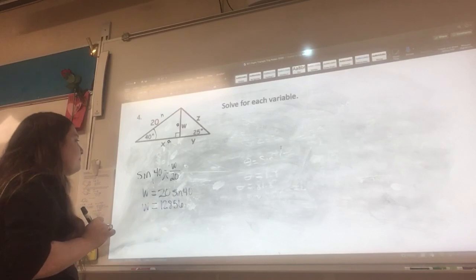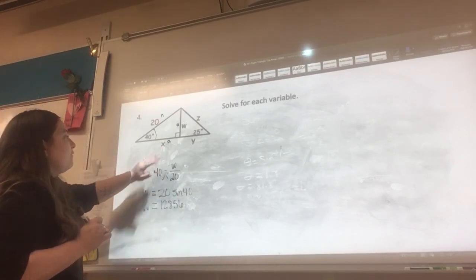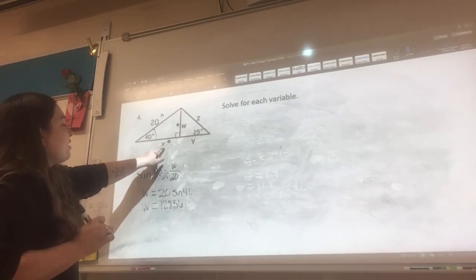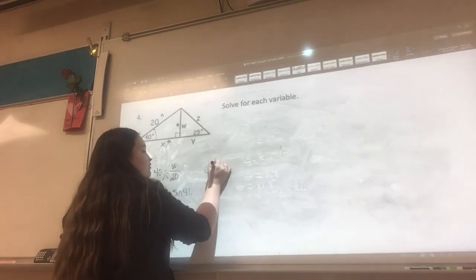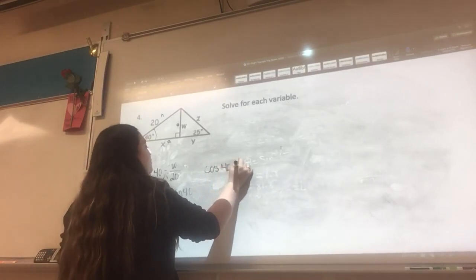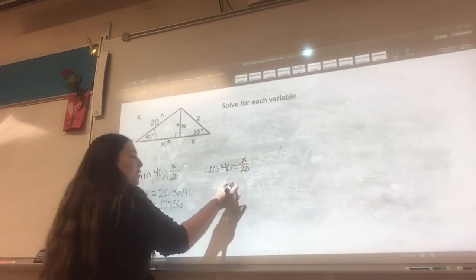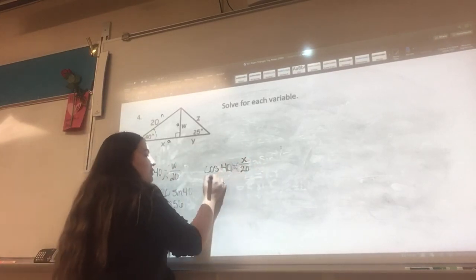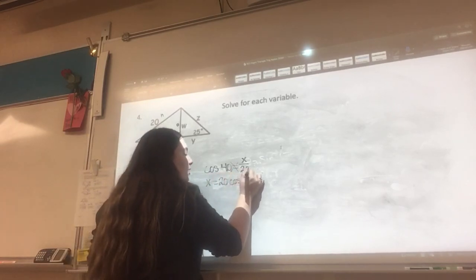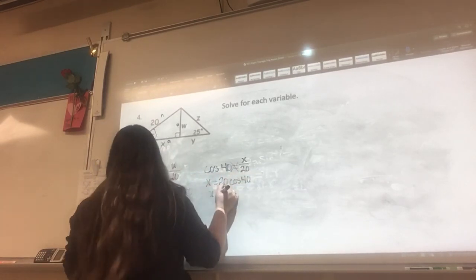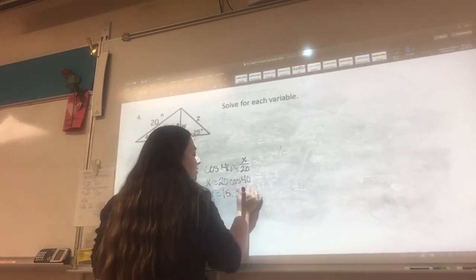So that's nice. I'm going to use the same thing, except now I'm going to be solving for x. X is adjacent, so that means I'm going to be using cosine. So I have cosine of 40 equal to adjacent x over hypotenuse 20. Same process, we cross multiply to get that x equals 20 cosine of 40. So x, when you plug into your calculator, is approximately 15.321.